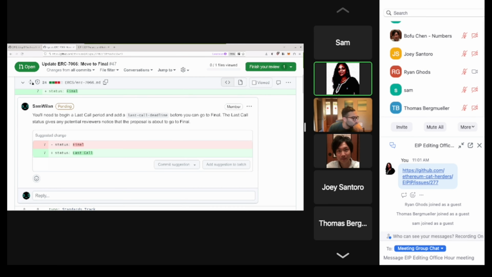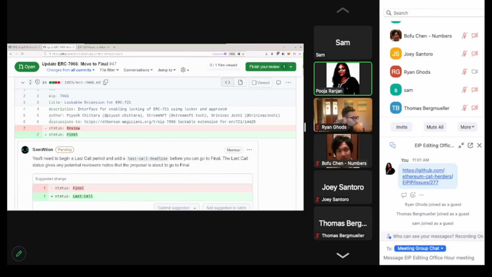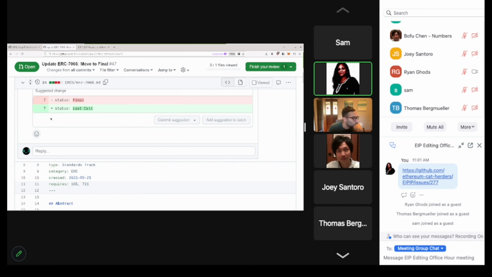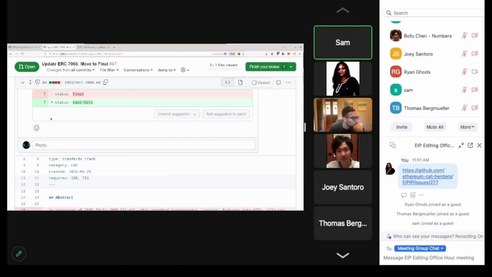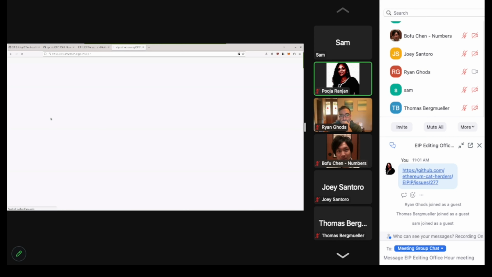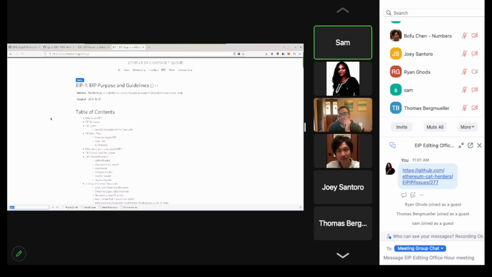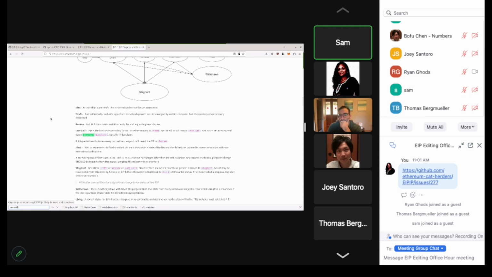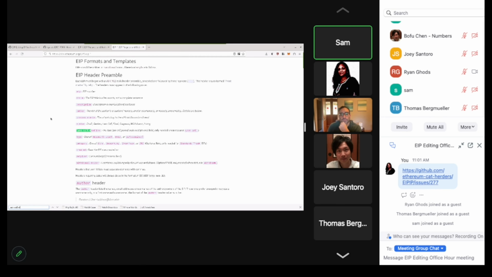Okay. Maybe you want to add the count as well. Like the end date for last deadline? Yeah. I always forget the order. Comes right after status. All right.